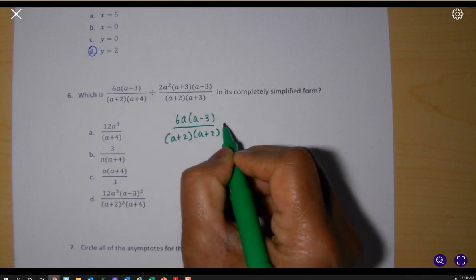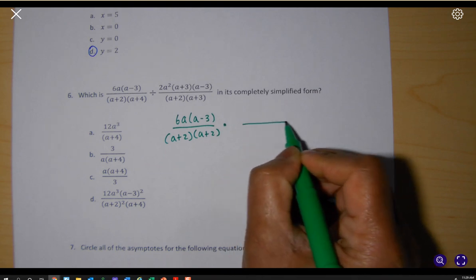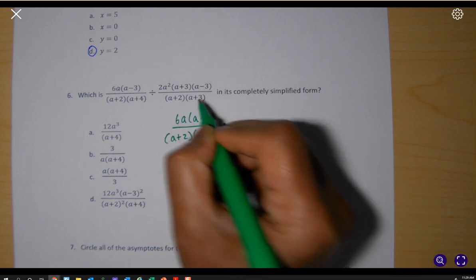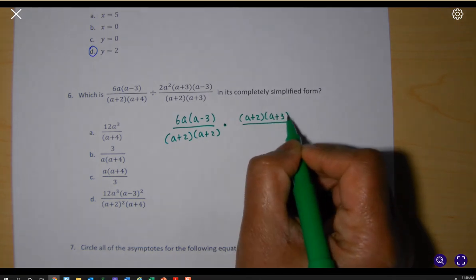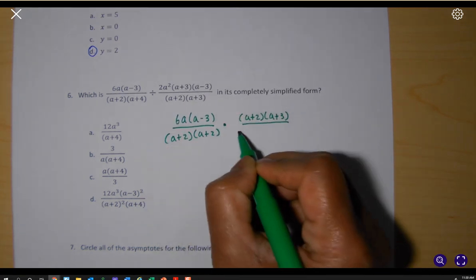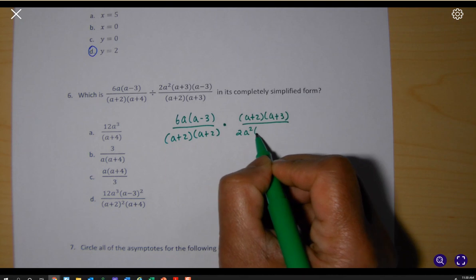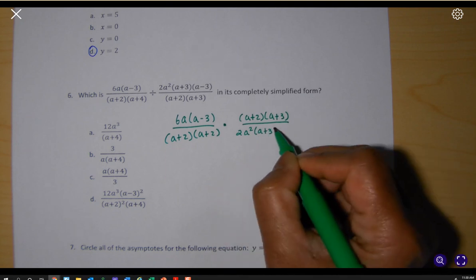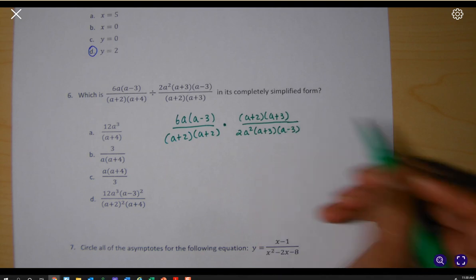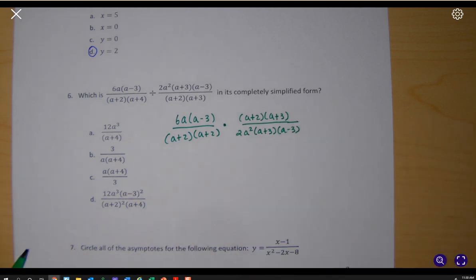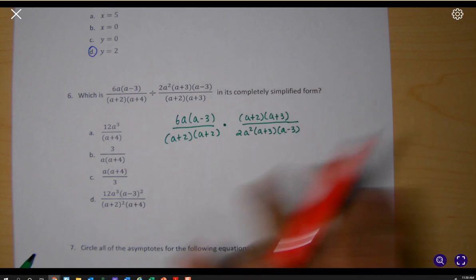Change the division to a multiplication. And then we're going to flip these two. So the denominator goes up here. The numerator goes at the bottom. Numerator becomes the denominator. Denominator becomes the numerator. Now we can cancel out common factors from everything.